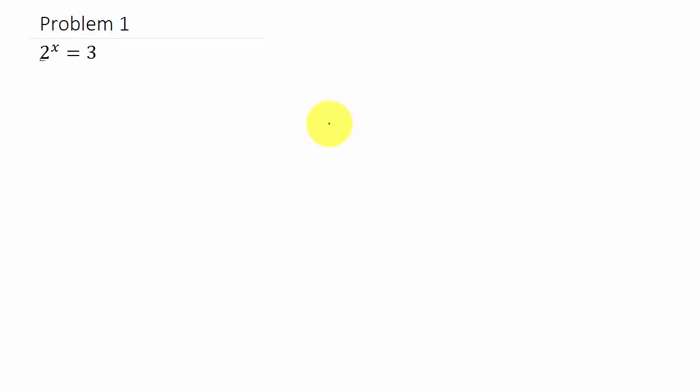So how do we solve these equations when we can't get the bases the same? Well, you just take the natural log of both sides. And yes, if you wanted to, you could take the log of both sides. Usually I either take the natural log or the log. So in this one, we'll just take the natural log of both sides. That's ln. So the natural log of 2 to the x equals the natural log of 3.